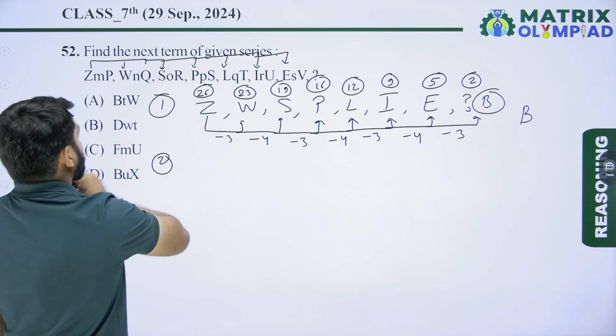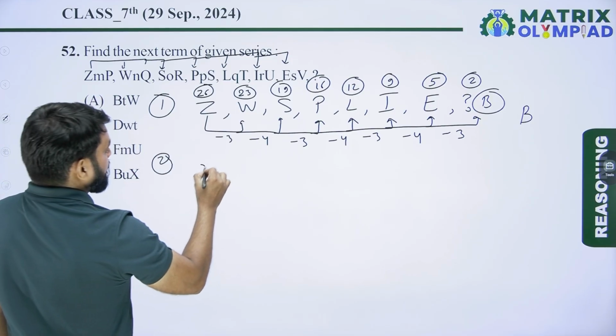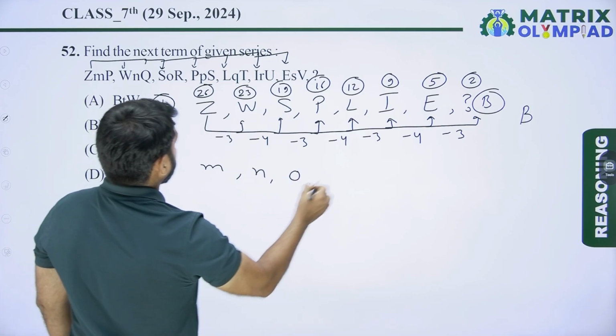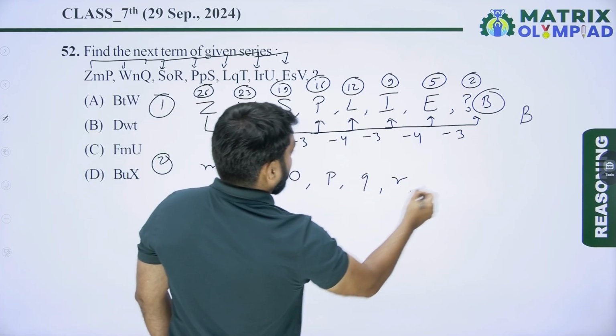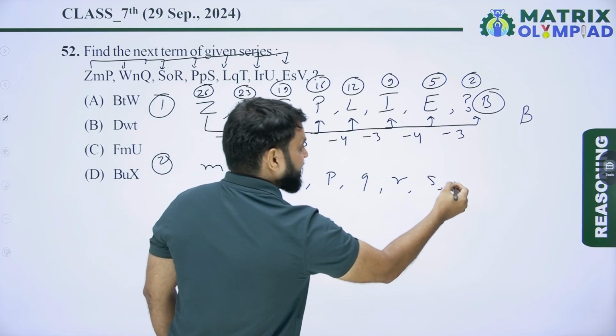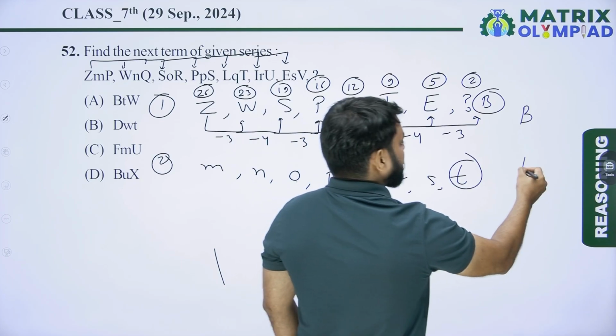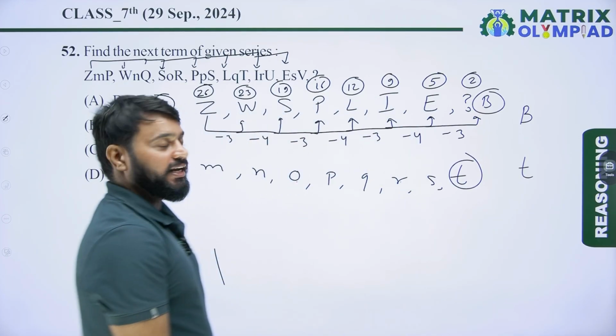Now second alphabet. So taking second alphabet of each term. So small m, n, o, p, q, r, s, and next is missing. M, N, O, P, Q, R, S. Now next is T. It means second missing alphabet is small t.